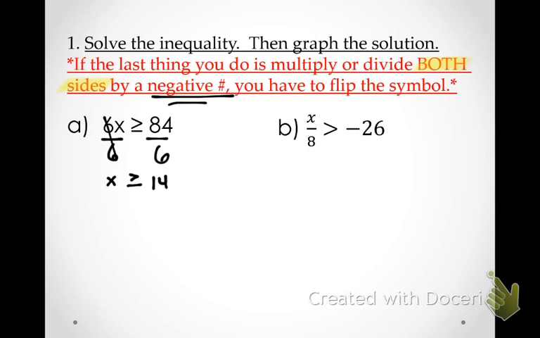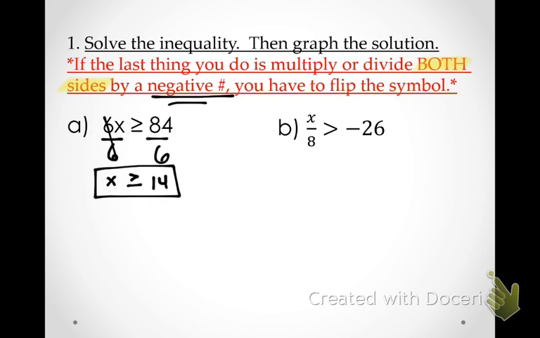Now, let's come back up here and read what we have written in the red. If the last thing you do is multiply or divide both sides by a negative number, you have to flip the symbol. Was the last thing that I did on that problem multiply or divide by a negative number? No. If you look right here, I divided by a positive number. So I'm not going to do anything different. My answer is x is greater than or equal to 14.